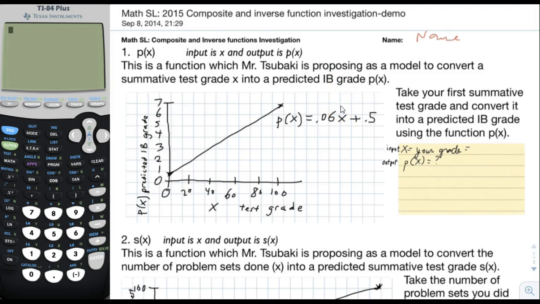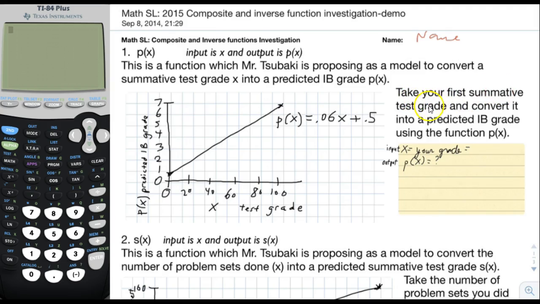I use these functions in my class so that I can predict what IB grade from 1 through 7 you are going to get. My input is, for example, your last test grade. The first function is the P function, and that is going to give me the predicted grade based on X, which is your input, your test grade. And this is my function here, 0.06x plus 0.5. We'll see how this works.